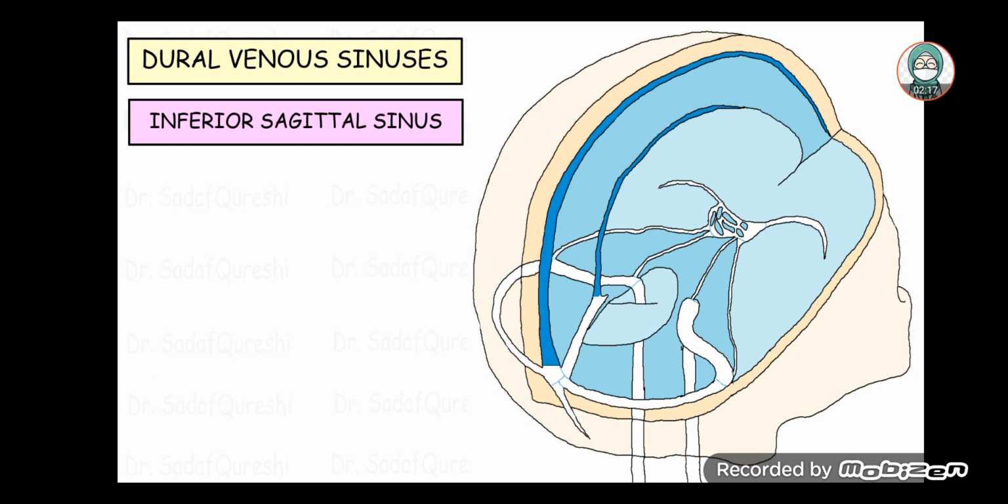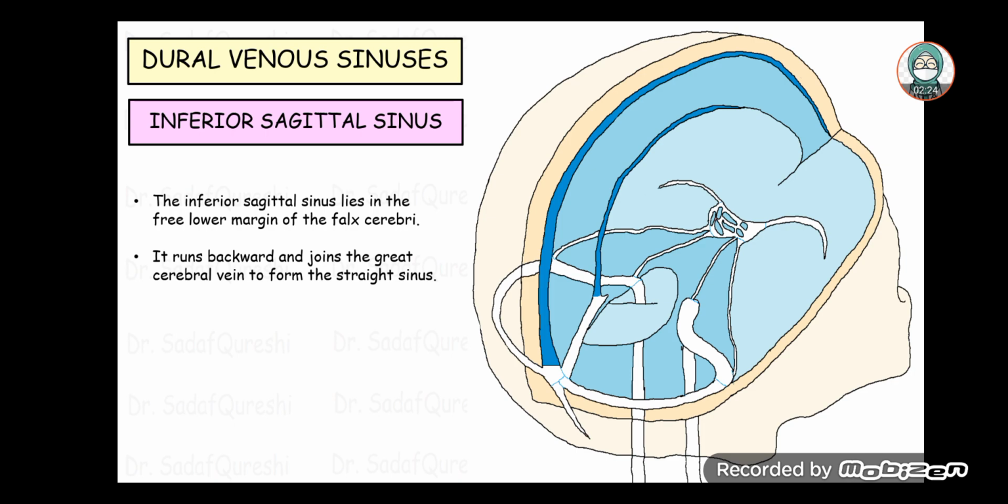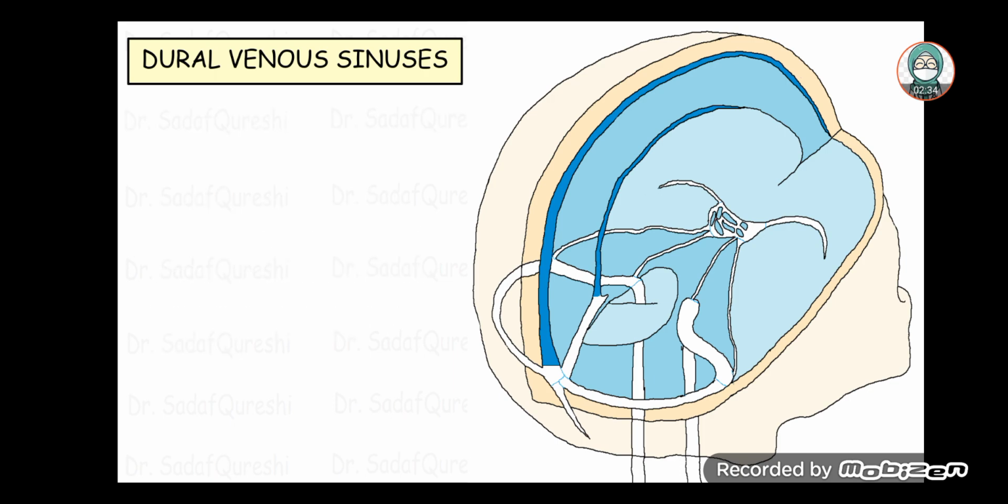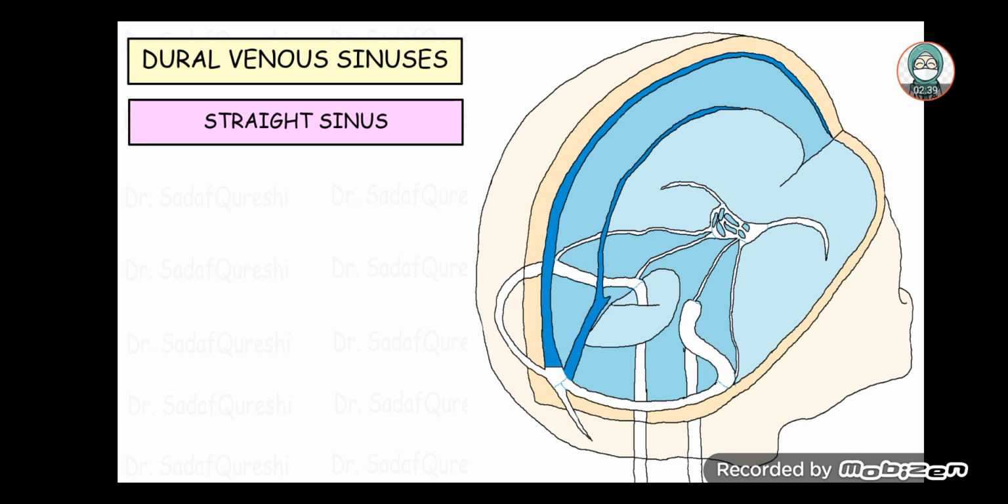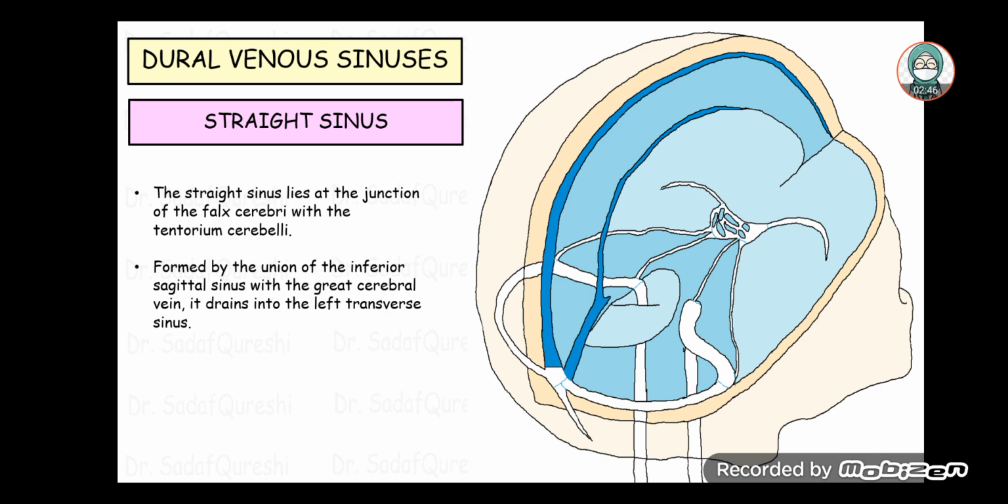The next sinus we are going to talk about is the inferior sagittal sinus. The inferior sagittal sinus lies in the free lower margin of falx cerebri. It runs backward and joins the great cerebral vein to form the straight sinus. It receives cerebral veins from the medial surface of the cerebral hemisphere, and that's the reason they drain the medial surface of the cerebral hemisphere. Then the next sinus we have is the straight sinus. The straight sinus lies at the junction of falx cerebri with tentorium cerebelli. It is formed by union of the inferior sagittal sinus with the great cerebral vein, and it drains into the left transverse sinus.